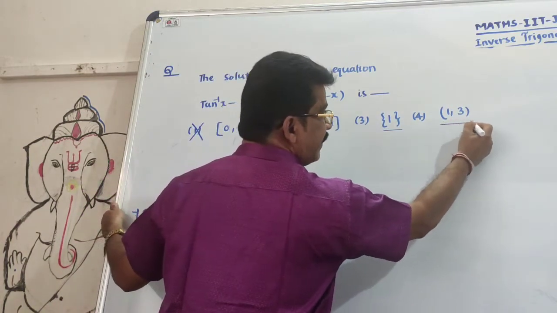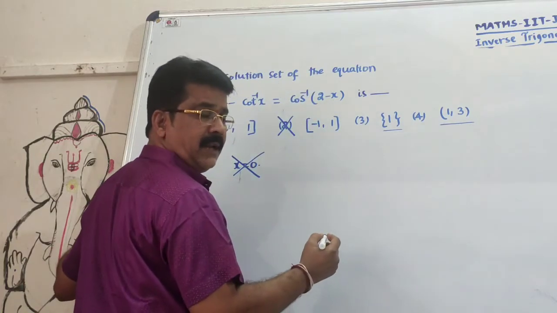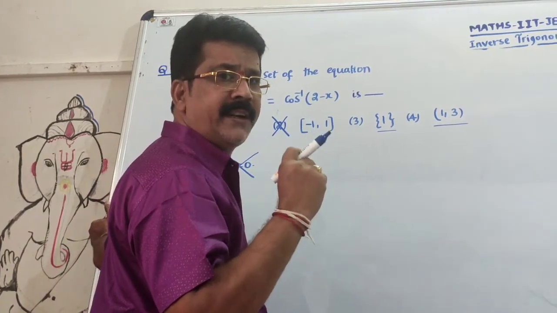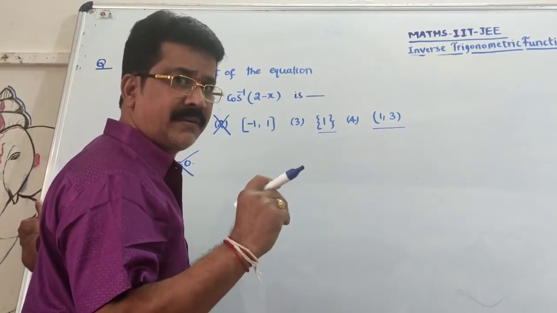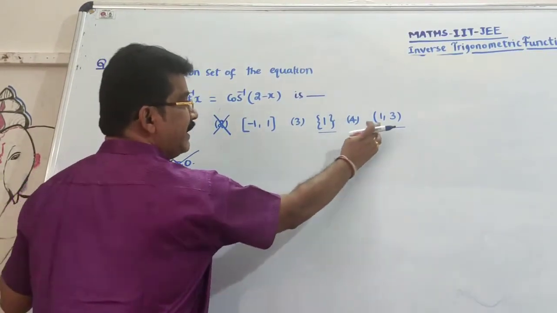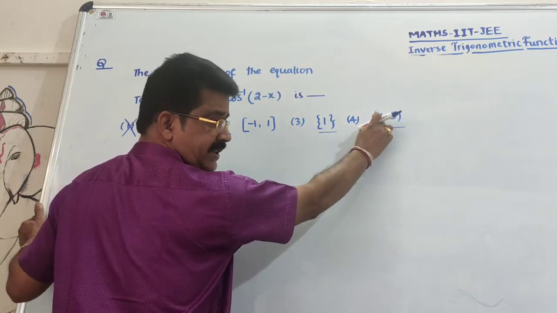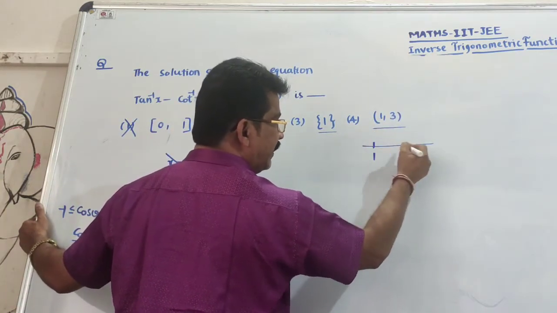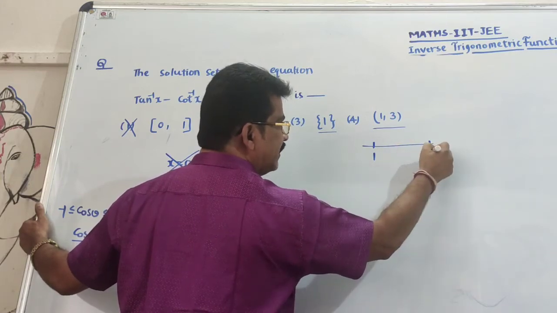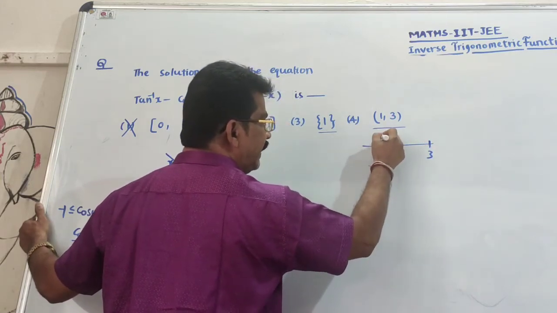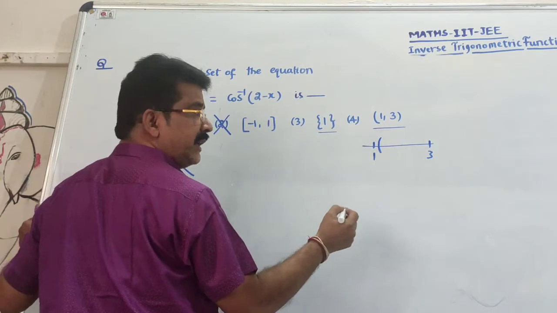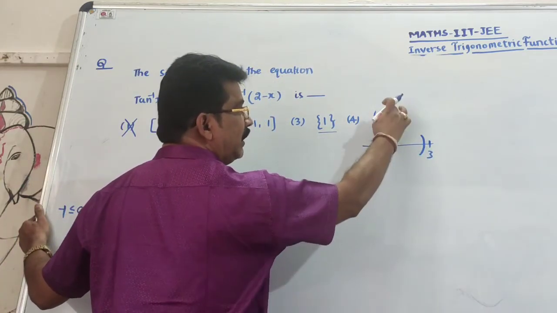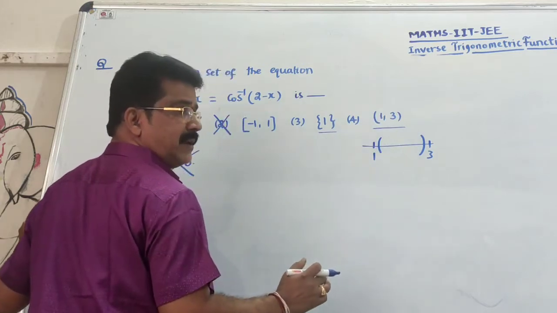It is the open interval of 1, 3. Already you know the complete meaning of open interval, closed interval and half intervals. 1 is not included here. 1 is not there, because the open interval of 1, 3 is, for example, 1 to 3. After 1, we can take 1.001 like that up to 2.9999. This set is called the open interval of 1, 3.